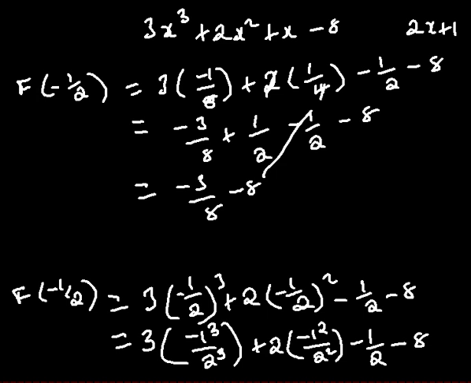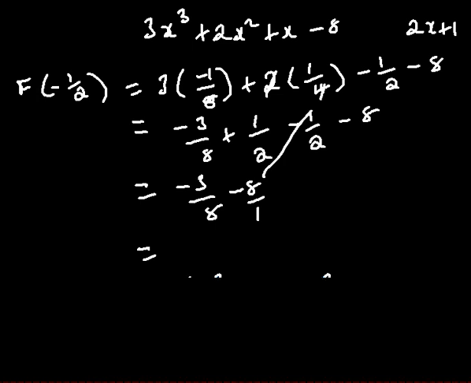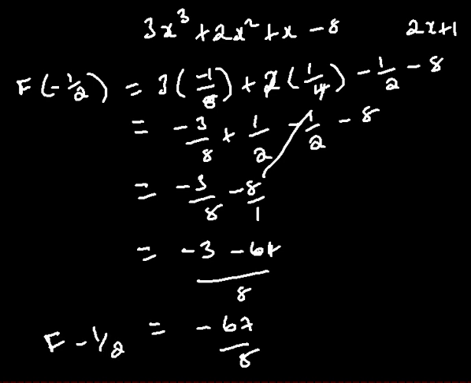So we actually have to subtract these fractions. Let's use the butterfly method in this case. In case you don't know what the butterfly method is, just refer to my videos and you will come across all these things. So the butterfly method of adding or subtracting fractions gives negative 1 minus 64, divided by 8, that is negative 65 divided by 8. So that is f of negative half, and this is the remainder.